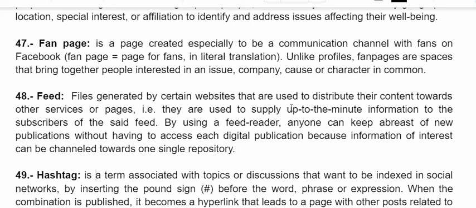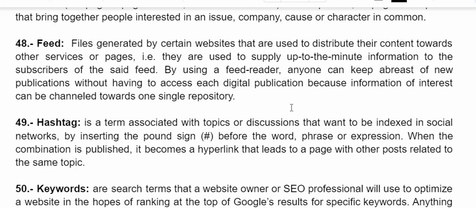one single repository. Hashtag is a term associated with topics or discussions that want to be indexed in social networks. By inserting the pound sign before the word, phrase, or expression, when the combination is published, it becomes a hyperlink that leads to a page with other posts related to the same topic.